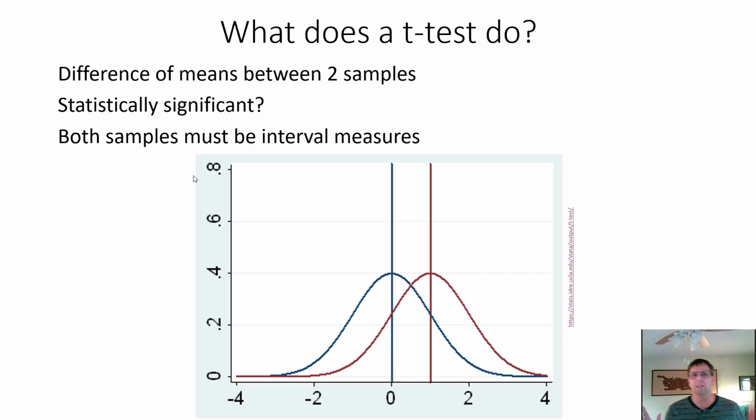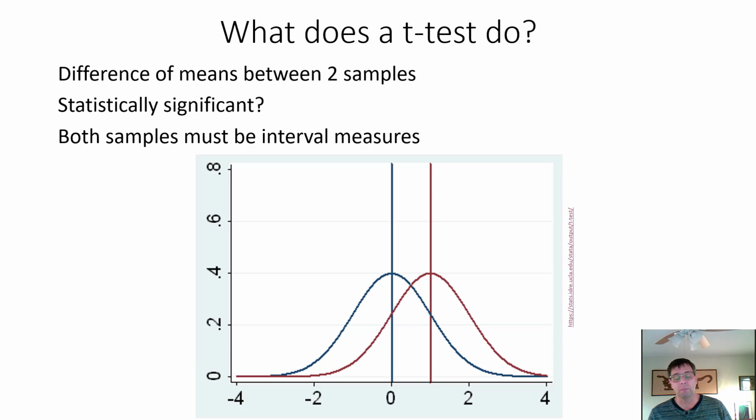So what does a t-test do? All right, it looks at the difference of means between two samples. And in this illustration, you can see here the blue and the red. It looks like they have different means. But a critical thing here is there's a difference in overlap. So we'll talk about that. The two populations overlap. If they didn't overlap at all, you're saying, oh yeah, it's pretty different. So that's pretty important. And then you want to determine if they're statistically significant.